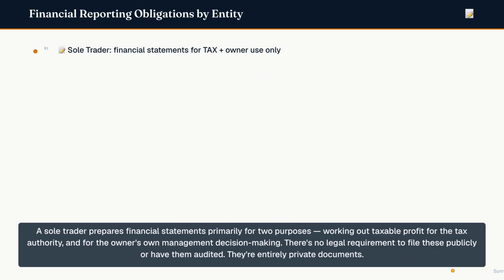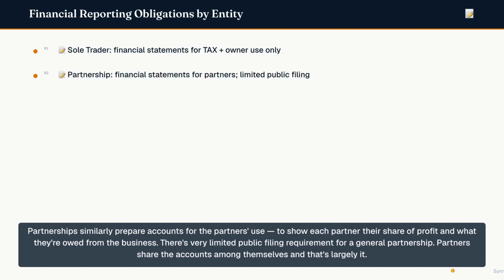They're entirely private documents. Partnerships similarly prepare accounts for the partners' use, to show each partner their share of profit and what they're owed from the business. There's very limited public filing requirement for a general partnership. Partners share the accounts among themselves, and that's largely it.